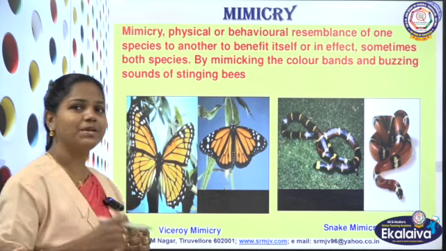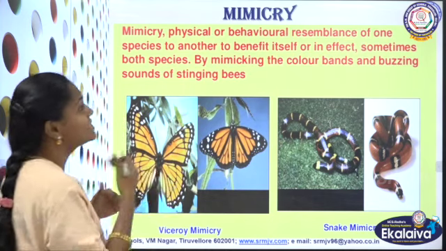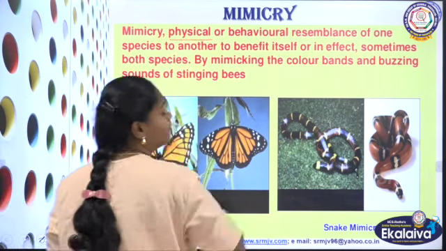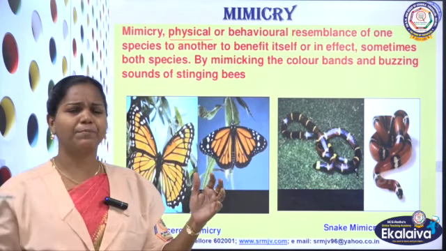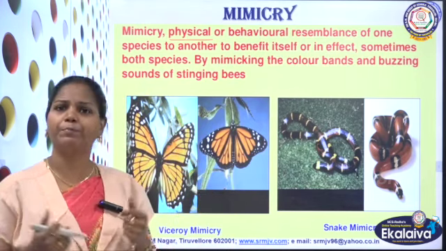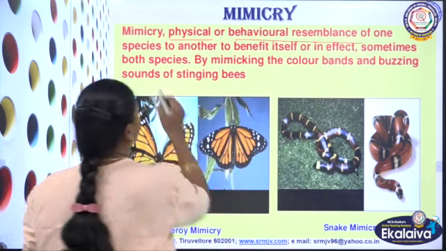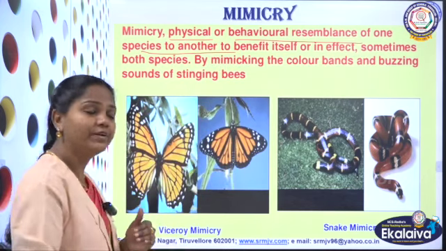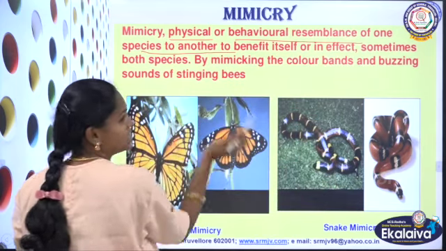Then mimicry. Do you know the meaning of mimicry? Some animals will resemble others. It can be a physical resemblance. Physically, they will look like that animal, so that the predator will not prefer it as prey. And there is a behavioral resemblance of one species to another. So it benefits that species itself, or in effect sometimes both species.